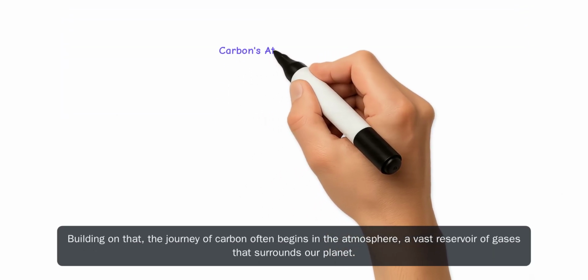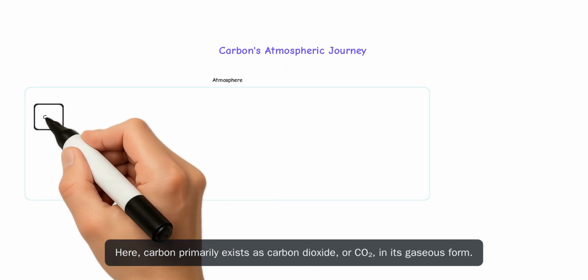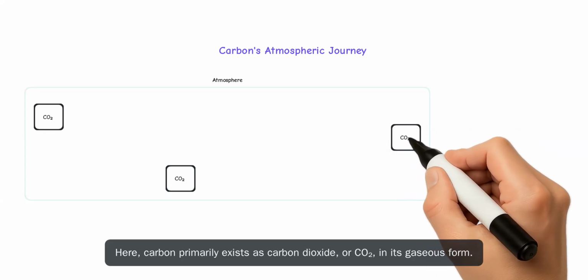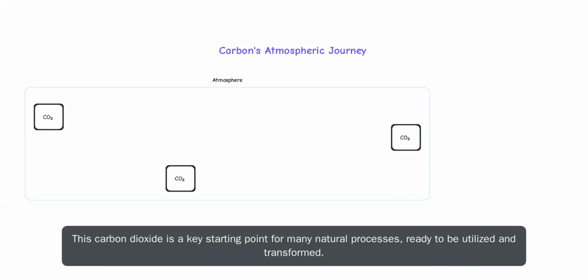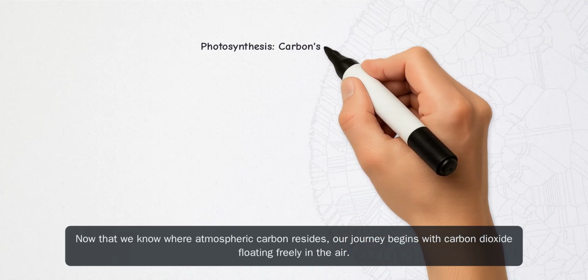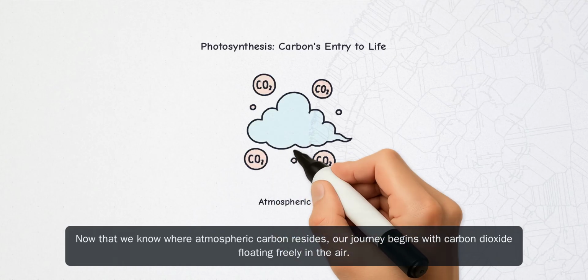Building on that, the journey of carbon often begins in the atmosphere, a vast reservoir of gases that surrounds our planet. Here, carbon primarily exists as carbon dioxide, or CO2, in its gaseous form. This carbon dioxide is a key starting point for many natural processes, ready to be utilized and transformed. Now that we know where atmospheric carbon resides, our journey begins with carbon dioxide floating freely in the air.